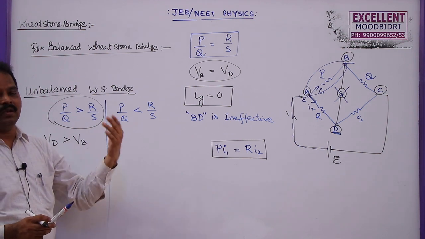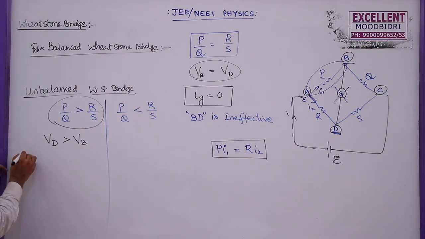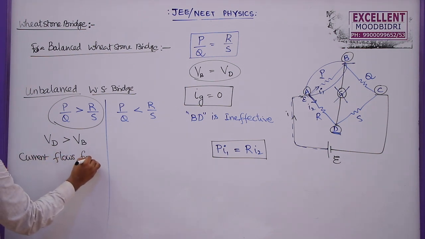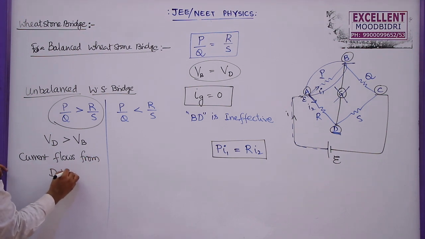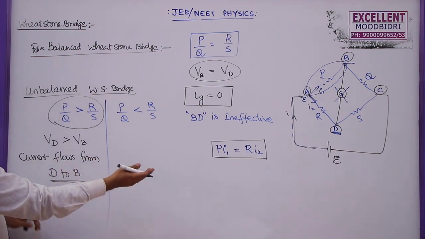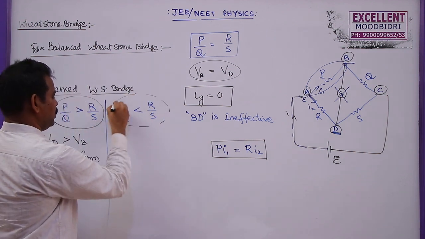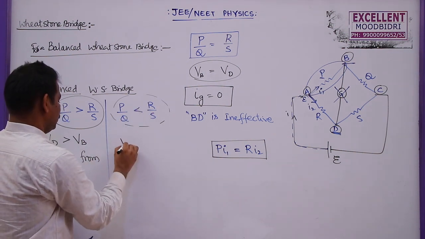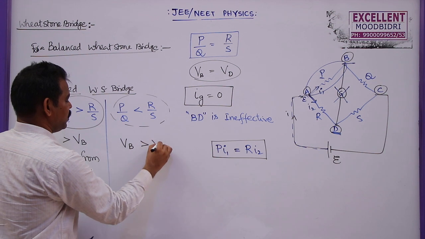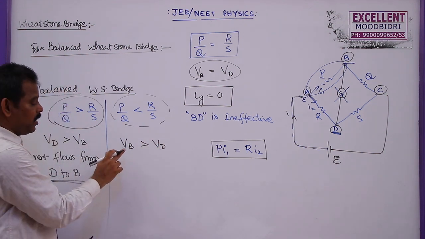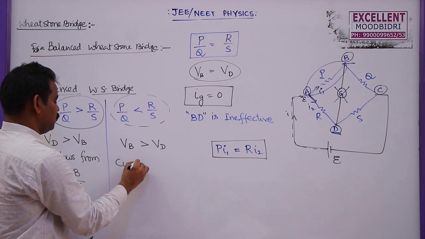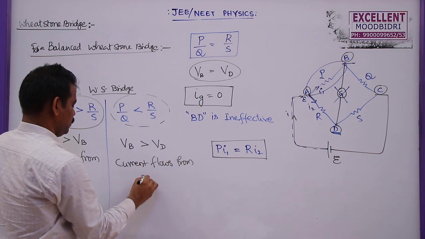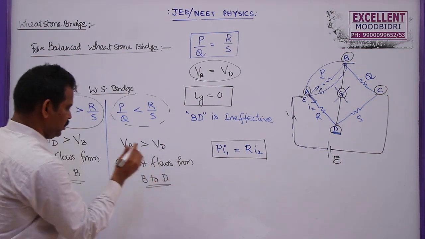So we know that current always flows from high potential to low potential. Then current flows from D to B. That means from bottom to top. Similarly, if you take this case where the ratio of resistance in the upper branch is less than the ratio of resistance in the lower branch, then the potential at B is greater than potential at D. Current flows from high potential to low potential. So here current flows from B to D.